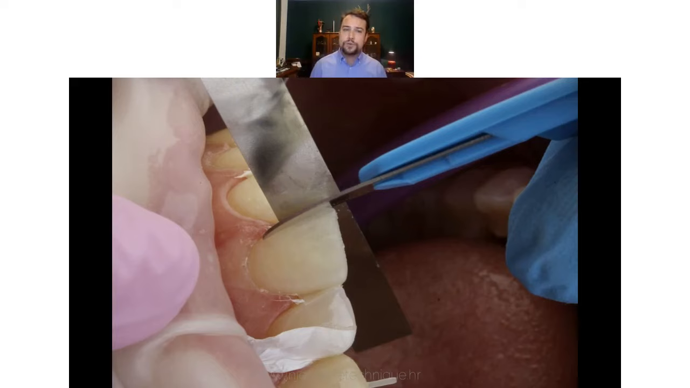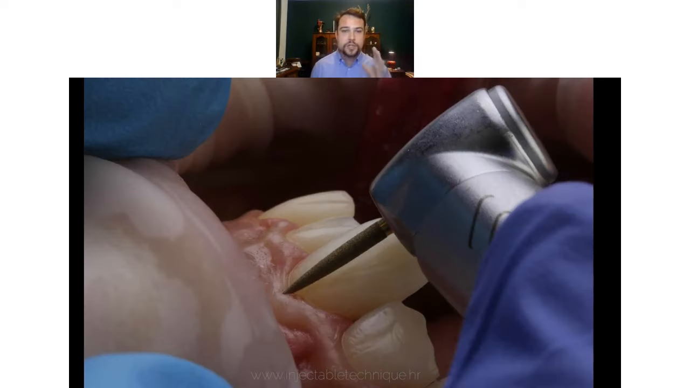Here I don't like to use a scaler, because the scaler goes underneath the attached composite and causes staining. Okay, so for me, a scalpel blade is much more useful. I polish the margins with such a diamond polishing burr on low RPM.